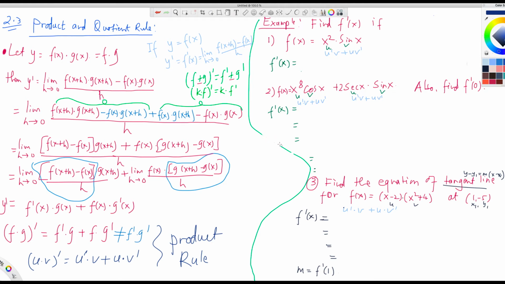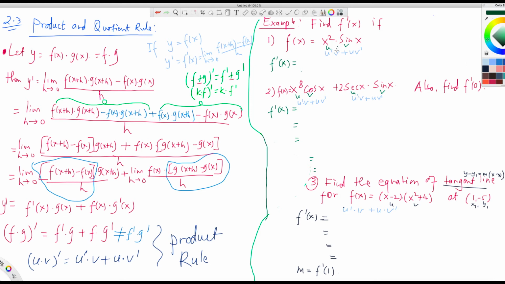So now we will do some examples, okay? Some examples on how to use the product rule to find the derivative of a function, okay guys? So let us look at the first example. The first example here is basically the simple product of two functions, right? u and then v. So f of x is u times v. You see that? What is the formula of u times v?